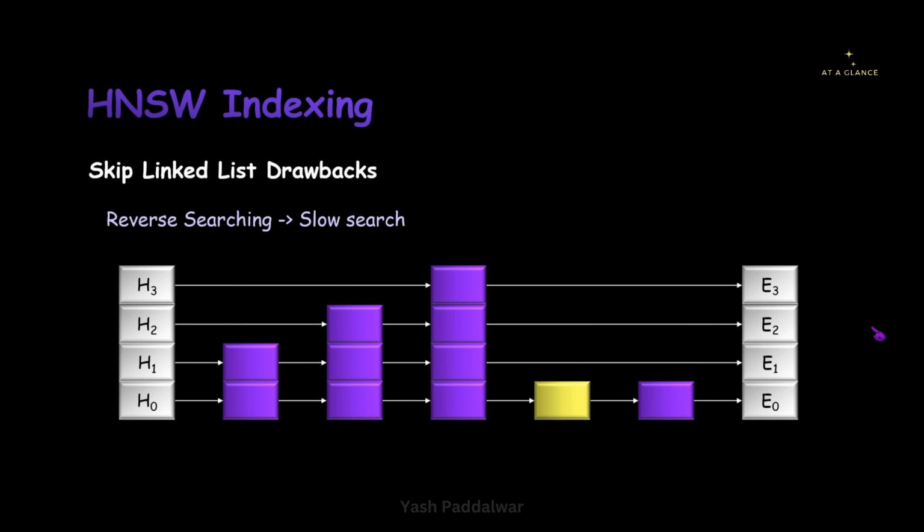Now that we have seen both the concepts, navigable small world and skip linked list, let's dive into the HNSW algorithm working. Now it will be crystal clear to you all. So without further delay, let's have a look at the working of it. So let's say we have some number of documents.